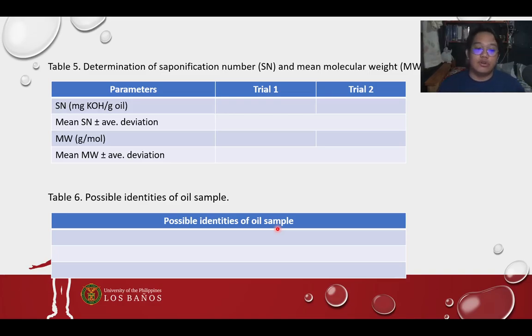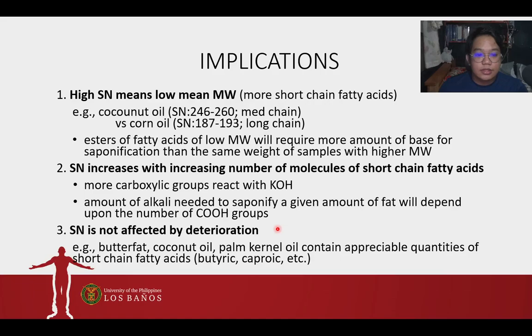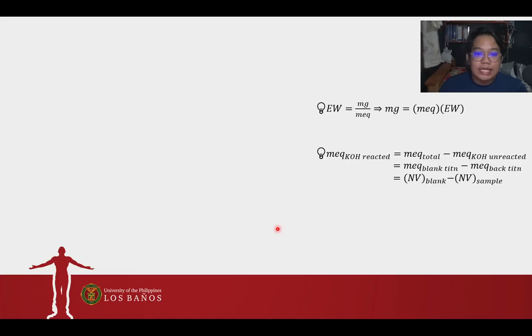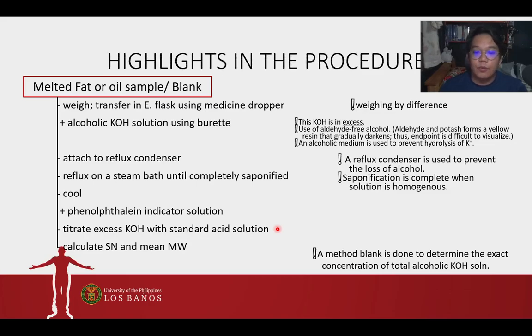Alright. So I think that will be the end of the pre-lab discussion for Module 3. So basically, you should understand that for our saponification number, what we did is we added an excess amount of potassium hydroxide. Then our potassium hydroxide will react with our fats and oils. Then the excess, unreacted KOH will be titrated using our standard acid. And by then, we can calculate our saponification number.